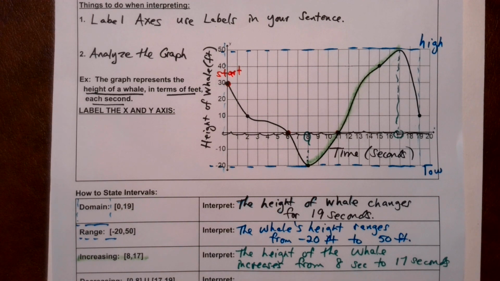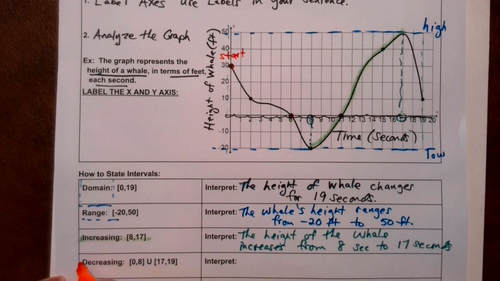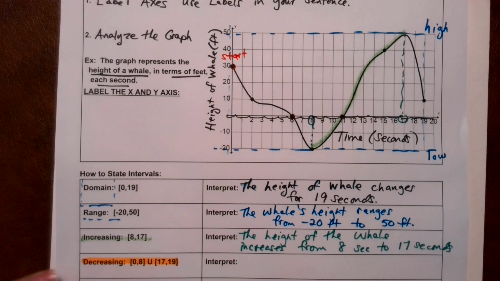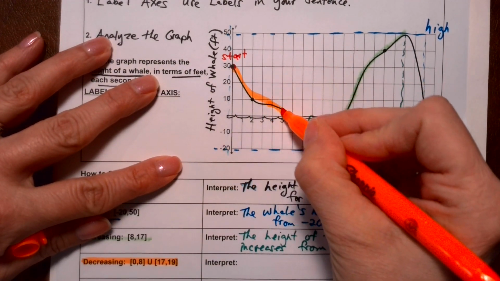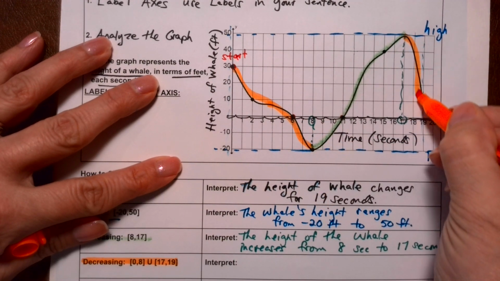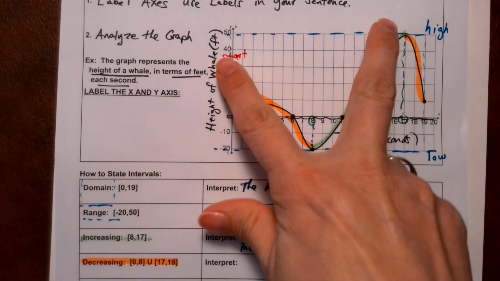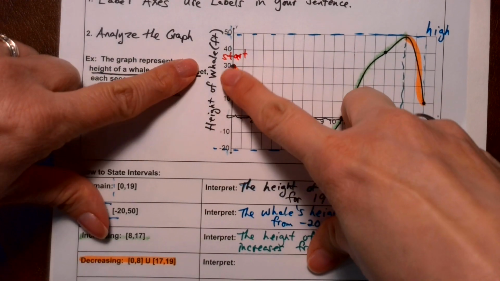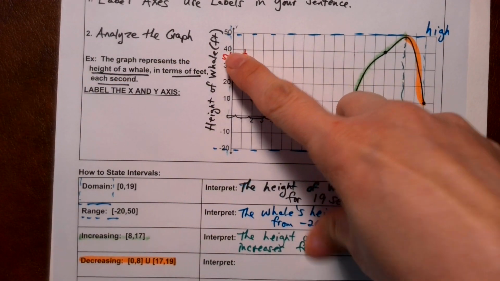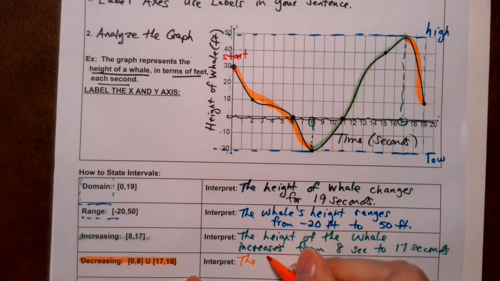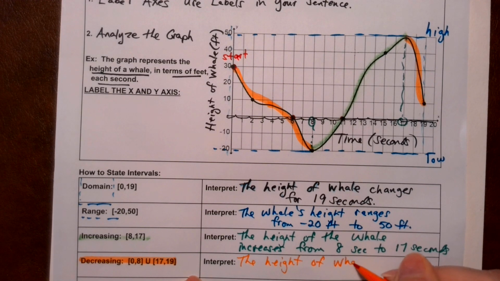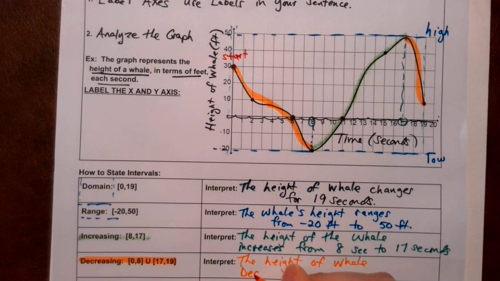Decreasing is very similar. Decreasing means something's going down. On the graph, lots of people like to color this. The whale's going down, down, down. And here, down, down, down. So what's going down? Well, the height of the whale is going down, is decreasing. The height of the whale decreases. Okay, it's going down.